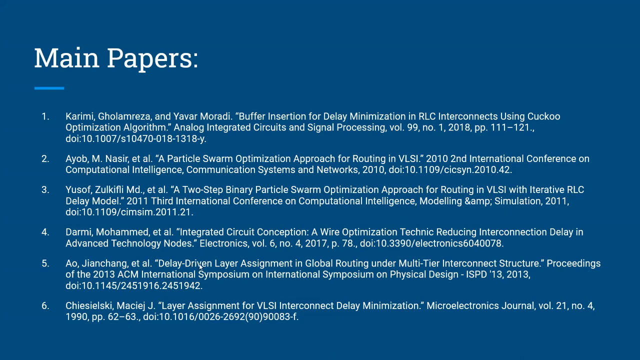The fifth one is a layer assignment in global routing under multi-tier interconnect structure, and this is to again minimize the interconnect delays. The sixth one is the layer assignment for VLSI interconnect delay minimization. The fifth and the sixth paper are different because they use different algorithms and different approaches in how to assign layers and how to minimize the delay.